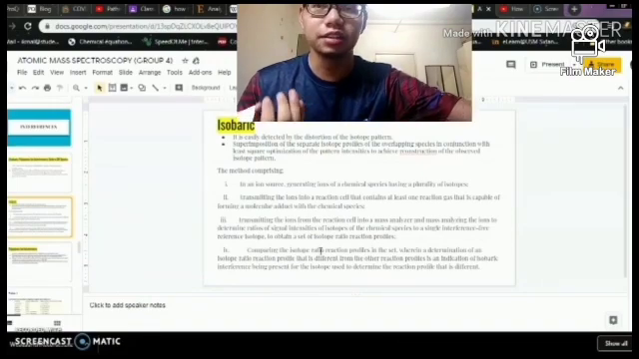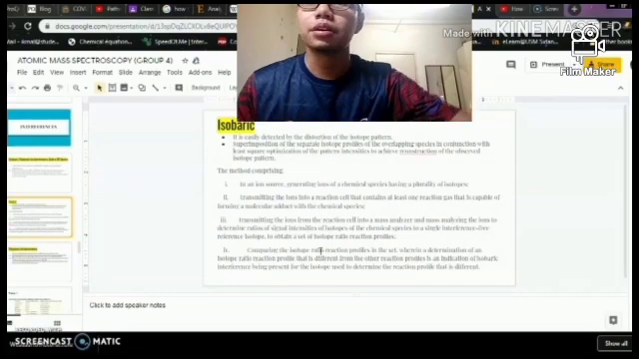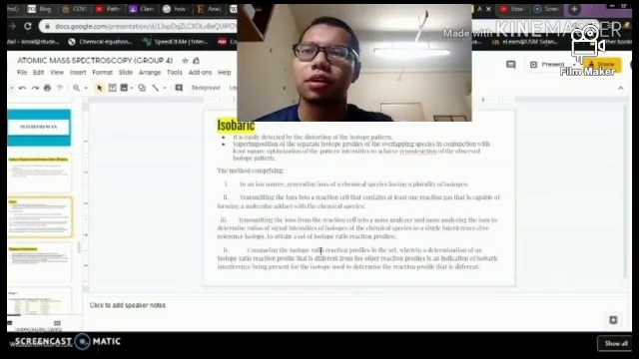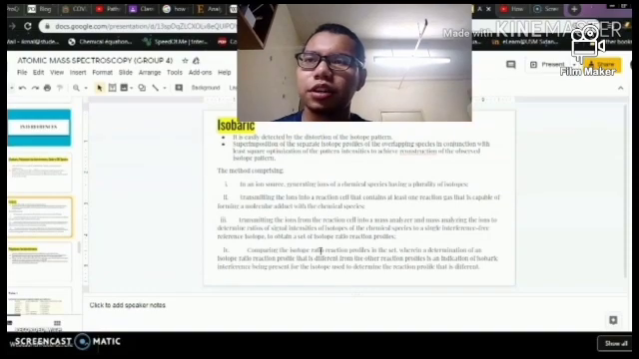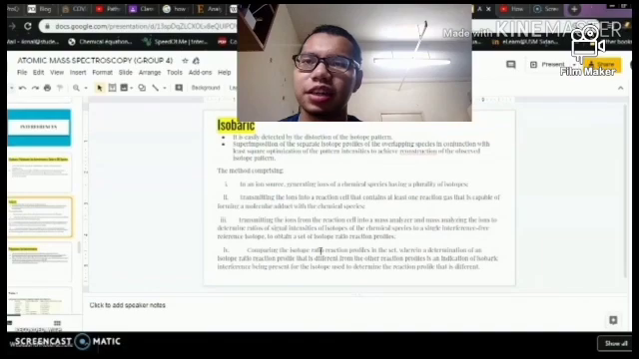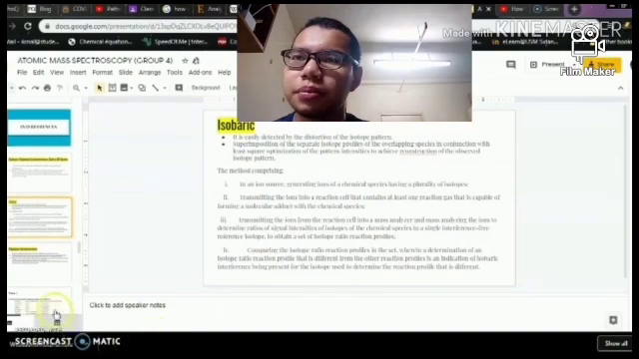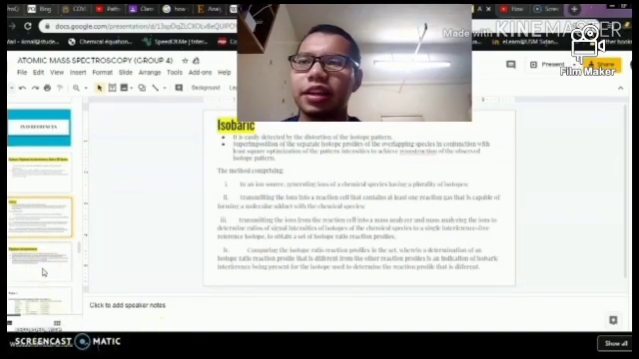Sebab kita nak obtain a set of isotope reaction. Kalau kita compare isotope reaction profile in the set, determination of isotope reaction profile adalah berbeza daripada reaction yang lain, sebab dia tunjuk benda lain lah.